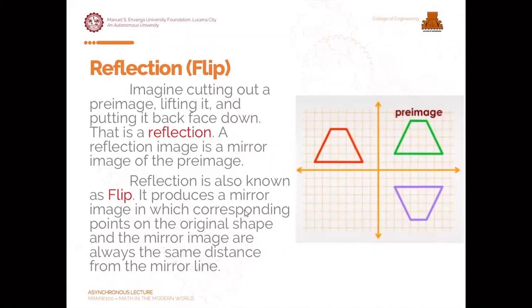So, it produces, again, a mirror image in which corresponding points of the original shape and the mirror image are always the same distance from the mirror line. Okay. So, mayroon tayong natawag ditong mirror line. So, what we need to identify kapag dealing with reflection transformation is dapat alam natin yung mirror line natin. Okay? So, pag may mirror line, makukuha natin yung reflection natin. Okay? So, let's have our example.